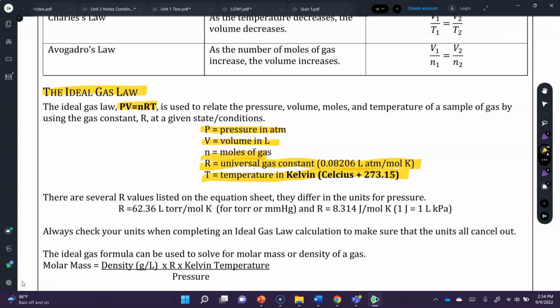There are several R values listed on the equation sheet. They differ in the units for pressure. So on the equation sheet you have that equation above, and you also have multiple gas constants besides just the 0.08206. You have the 62.36 and the 8.314. Make sure you always check your units that you're given, and it's usually going to be pressure that you need to check. So for whatever pressure unit you have, you need to make sure you're using the gas law that has the matching pressure units.